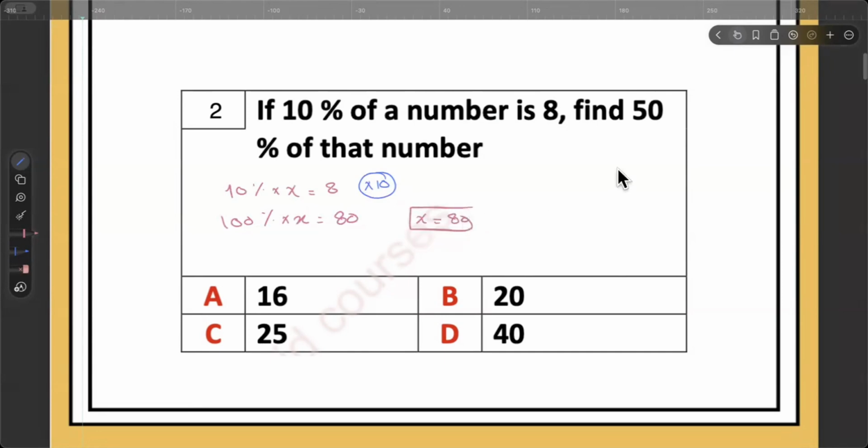Now we want to find 50% of this number. 50% of this number means we want to find half of this number. So half of 80 equals 40, so the answer is D.